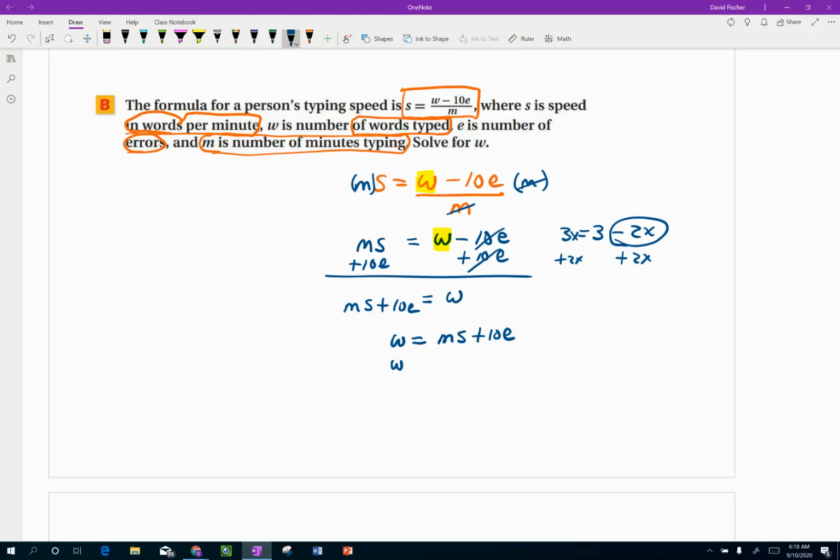And you could also write it this way, though. It says the same thing, 10e plus ms. Either one of those terms could be flip-flopped. It says the same thing. All right. So lots of letters.